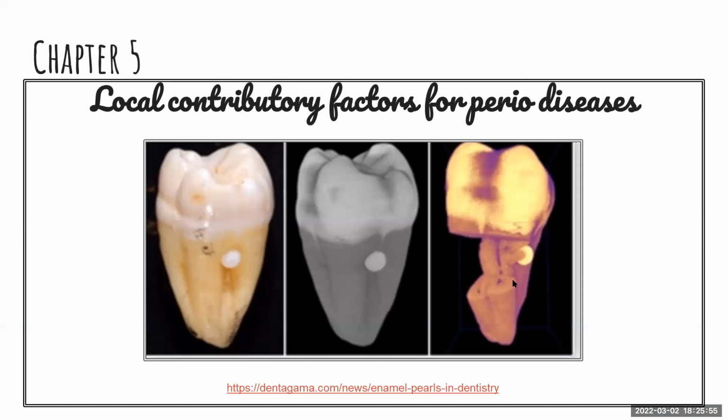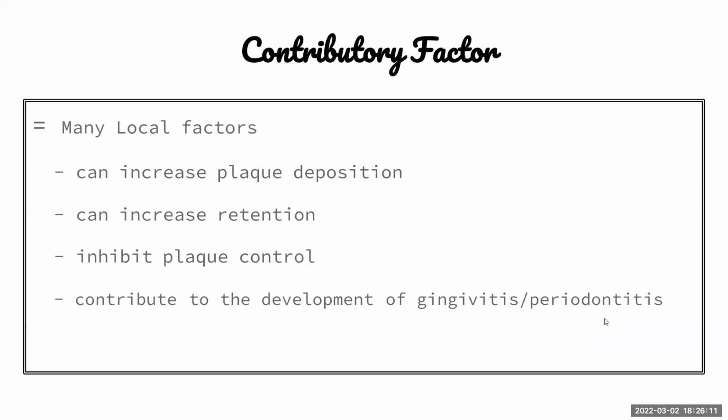All right, so we're talking about local contributory factors. What is the primary contributory factor? Biofilm. Always, always, always biofilm. That's right. So contributory factors are more localized things, things that can increase plaque deposition, increase plaque retention, inhibit biofilm or plaque control, as well as contribute to the development of gingivitis and periodontitis.